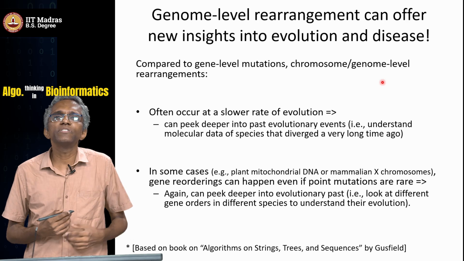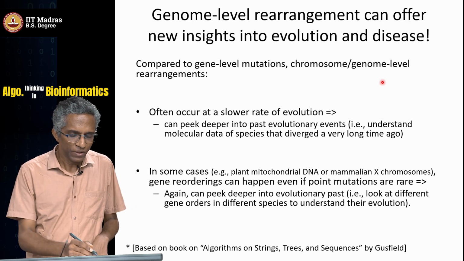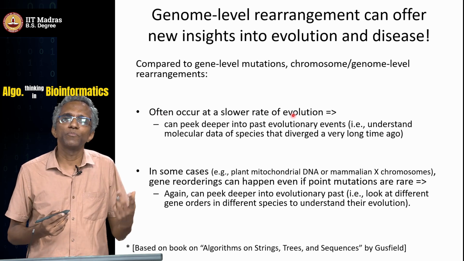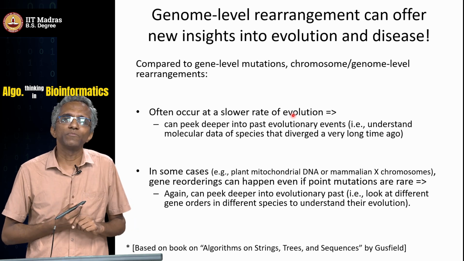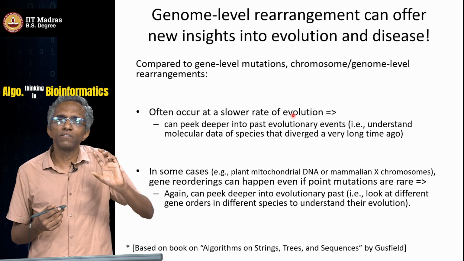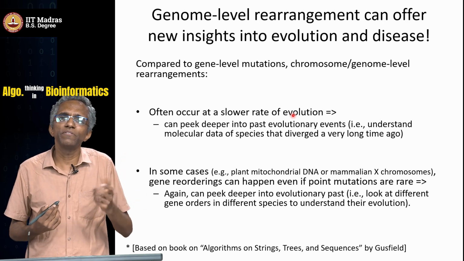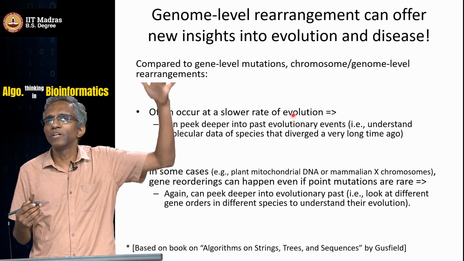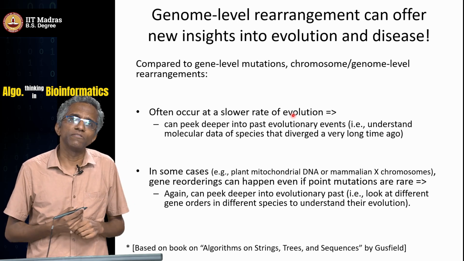So, what are the new evolutionary insights you can obtain from understanding genome rearrangements? The idea is that they often occur at a slower rate of evolution than point mutations. Point mutations can occur a bit faster on evolutionary time scales, but genome rearrangements are large scale, so it would be deleterious if they happened very often. So, these happen rarely, which means that you can understand species which have diverged a very long time ago, because you can still understand those past evolutionary events.